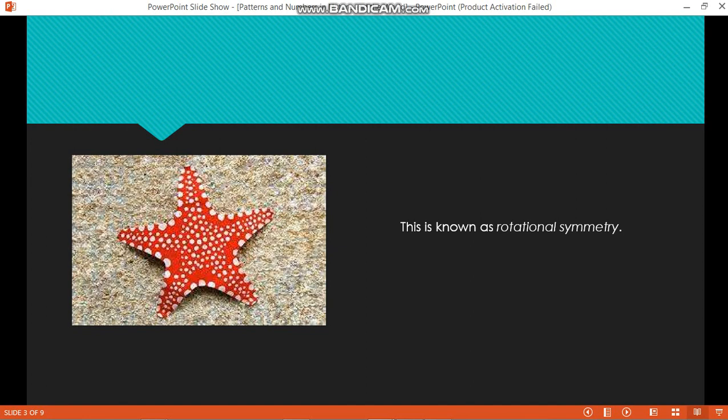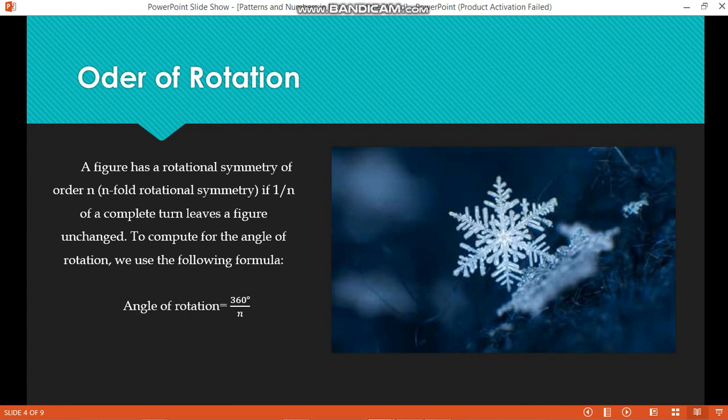Now we have here what is known as rotational symmetry. Then we have here a snowflake, order of rotation. A figure has a rotational symmetry of order n, that is n-fold rotation symmetry, if 1 over n of a complete turn leaves a figure unchanged. We need to highlight that. If 1 over n of a complete turn leaves a figure unchanged, nothing happens. It stays the same even if you turn it.